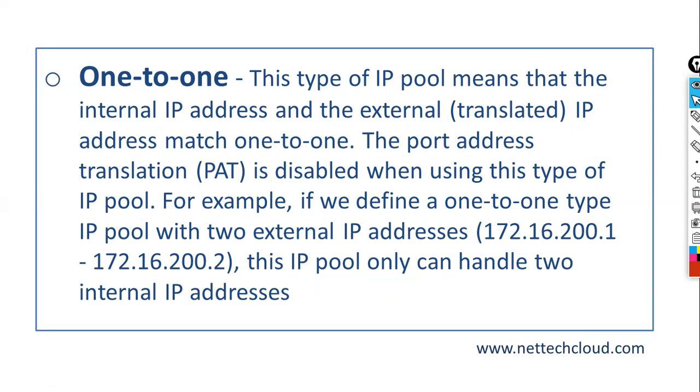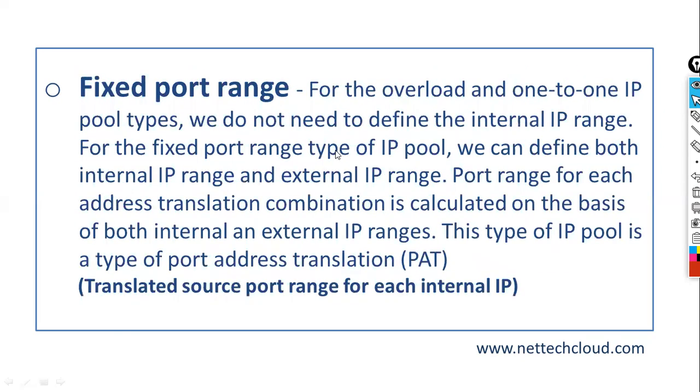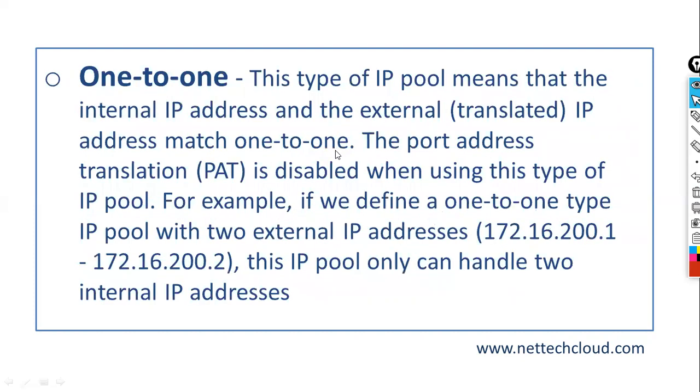That is why if there are 4 external IPs, only 4 internal IPs can utilize NAT translation, because it's one-to-one mapping, in fact. So this one-to-one can be used where you don't want port address translation, you want to strictly preserve port address translation. So in that scenario, you can use one-to-one.